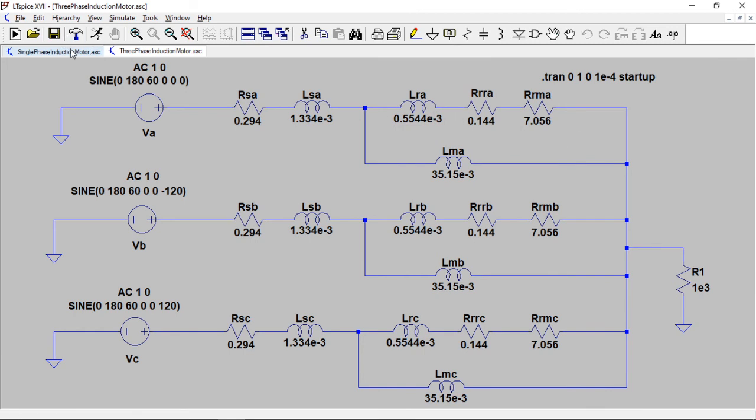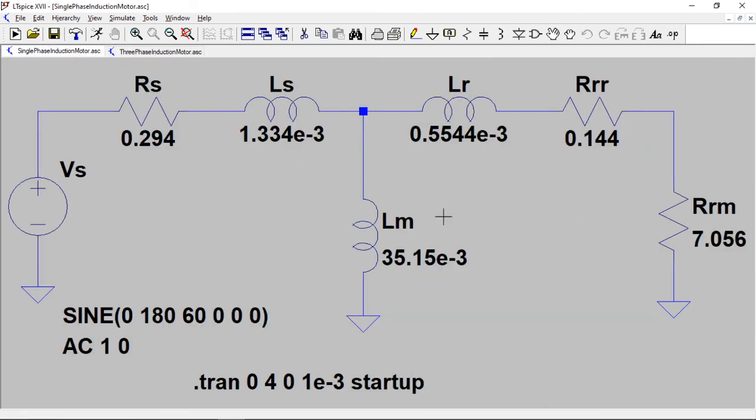Also, I have the model for just one phase, and we'll probably be spending more time looking at this than the other. But anyway, this is how we're modeling. We're going to be looking at this, but we're also going to be looking at what's happening using Python.